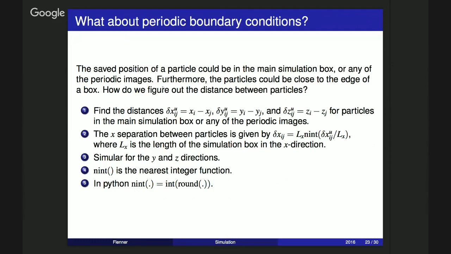Right? And for example, the x separation between any two particles is given by the length of the simulation box in the x direction, and the nearest integer function of that distance divided by another. You do that for the y and z directions also. And then you can find the distance, where the square of the distance is delta x squared plus delta y squared plus delta z squared. In Python, you can write the nearest integer convention, rounding your number. Right?